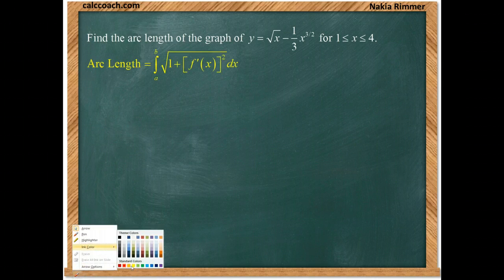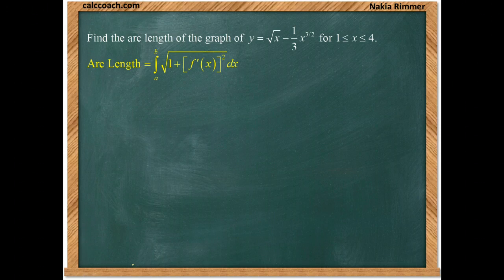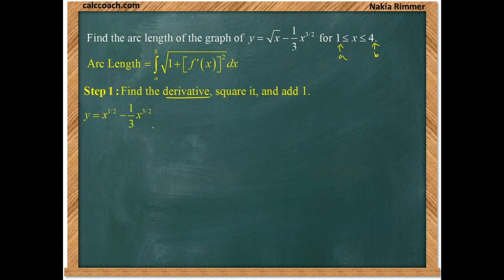We take the derivative with respect to x, we square it, we add 1, we take the square root, and we integrate from x equals 1 to x equals 4. Those are the limits of integration a and b, respectively. Let's take it step by step. We'll first find the derivative, then we'll square it, and then we'll add 1.